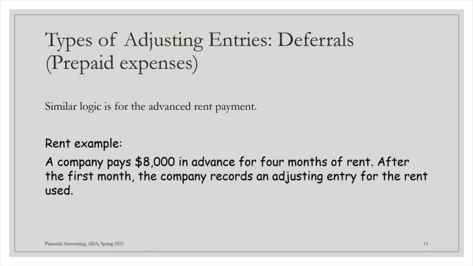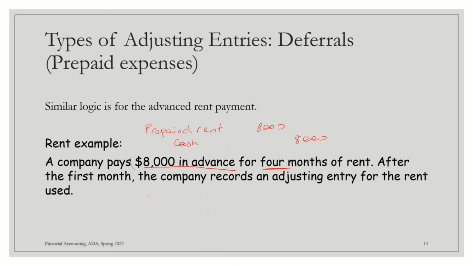And lastly, maybe not lastly, but another example is the rent example. Again, it's very similar to our insurance example where we pay in advance 8,000 for 4 months. After the first month, we have to again recognize it. So when this payment happens, we record prepaid rent. So we have prepaid rent of 8,000 to the debit, and cash, for example, is credited 8,000.